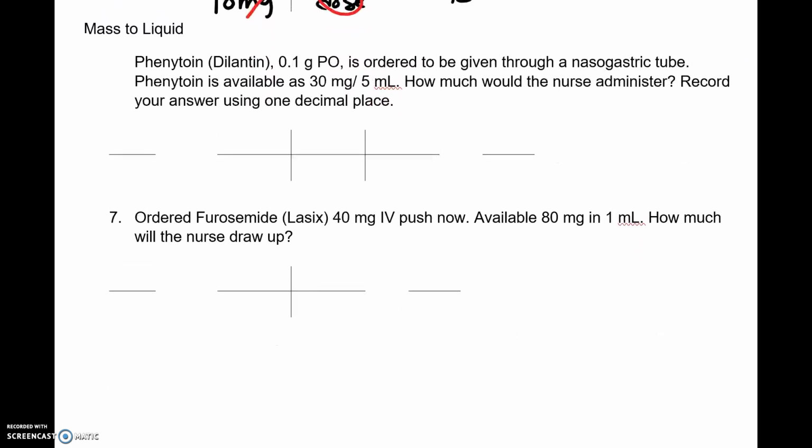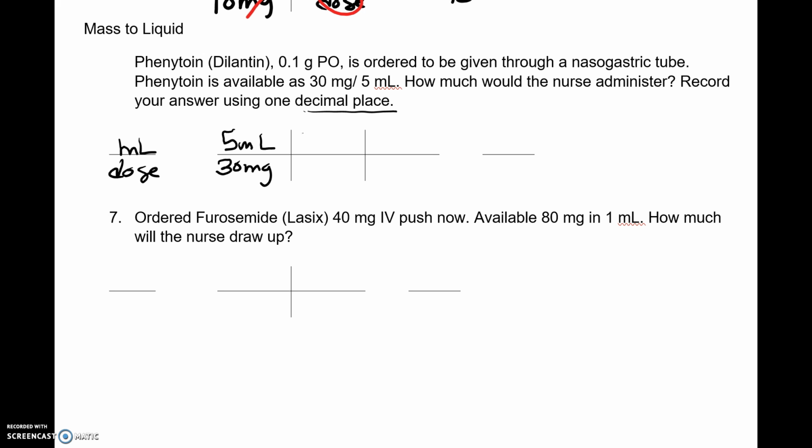Here we're transitioning from mass to liquid. Phenytoin or Dilantin 0.1 grams PO is ordered to be given through a nasogastric tube. Phenytoin is available as 30 milligrams per 5 mLs. How much would the nurse administer? Record your answer using 1 decimal place. Okay, so what are we looking for here? The nurse is going to administer medications. We're looking for mLs per dose. What do we know about mLs? We know that there are 5 mLs, and each one of those 5 mLs has 30 milligrams.